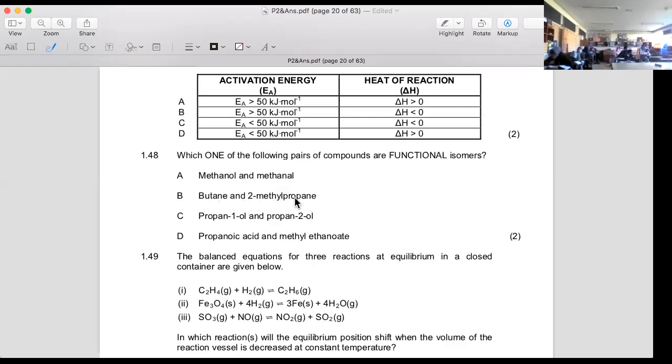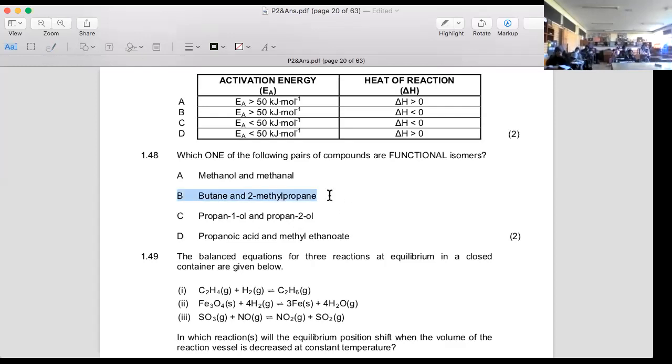Butane, propane, 2-methyl propane. Could that be an isomer? Well, those are definitely isomers, but are they functional isomers? Or are they both part of the same family of alkanes? So those are isomers, meaning they have the same formula, but they have also the same functional group. We want something with different functional groups. Propan-1-ol, propan-2-ol are also isomers.